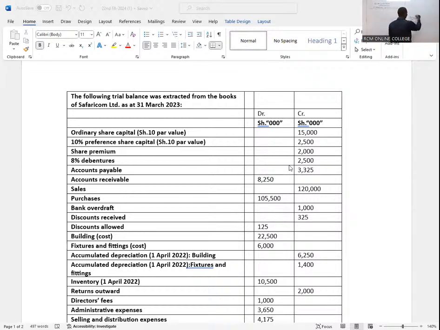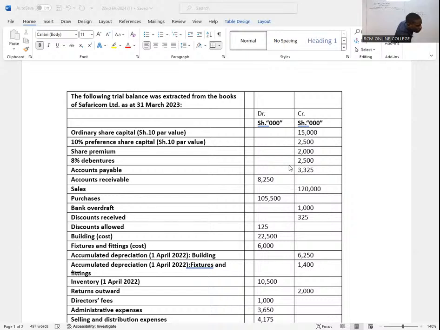And then we have liabilities. We have equity, and revenue or sales. These fall under credit. They are credited. For example, if you look at our sales there, our sales is credited. What's the amount of our sales?